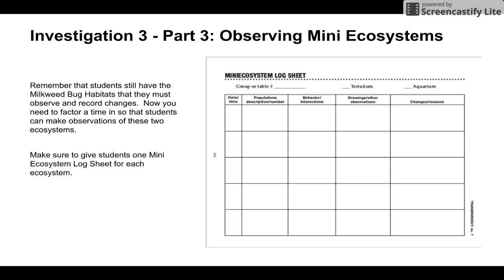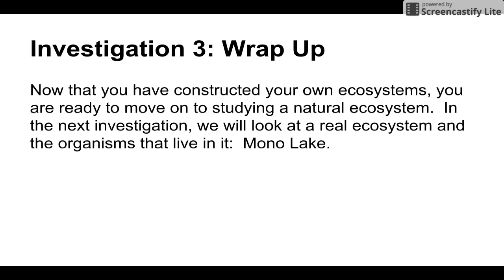Investigation 3, Part 3, Observing Mini Ecosystems. Remember that students still have the milkweed bug habitats that they must observe and record changes. Now you need to factor in time so that students can make observations of these 2 ecosystems. Make sure to give students 1 mini ecosystem log sheet for each ecosystem.